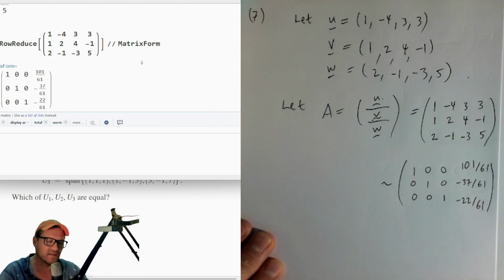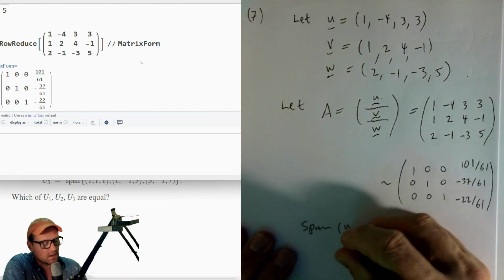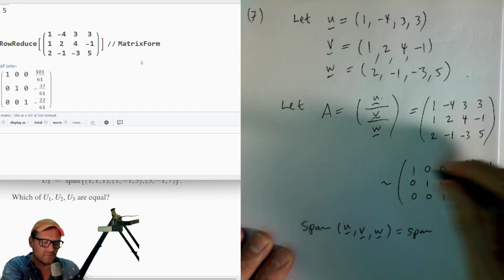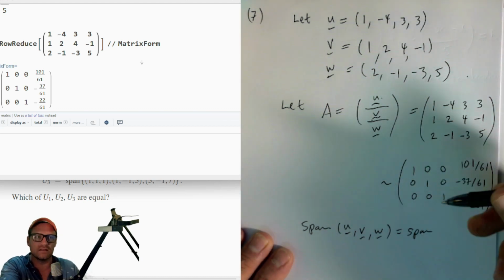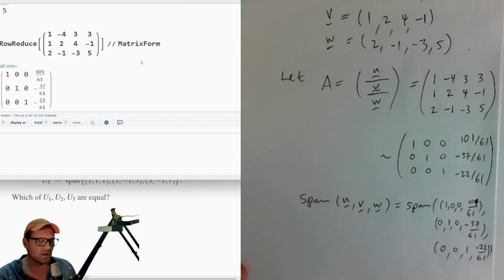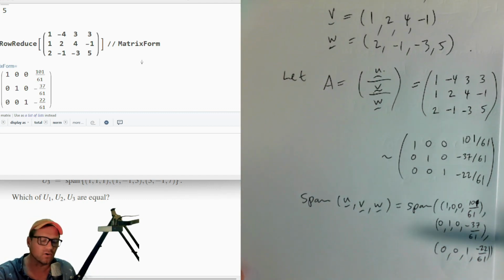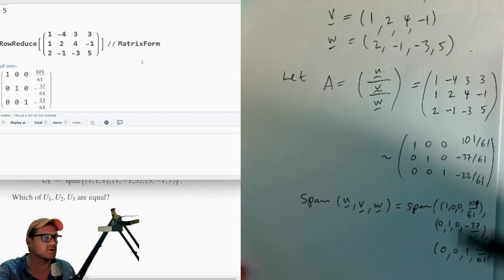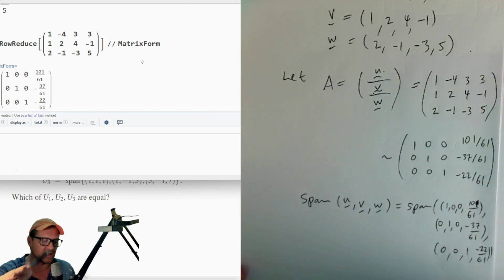So this tells me that the span of u, v, and w is the span of these vectors that you see in the rows. And so we do not have a row of zeros in our row reduced echelon form here. So these vectors u, v, and w are linearly independent.